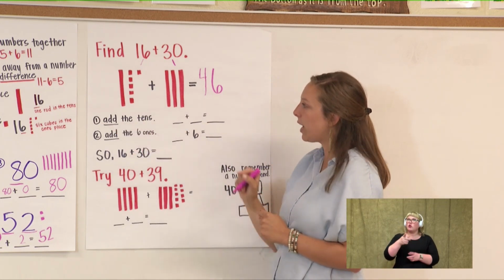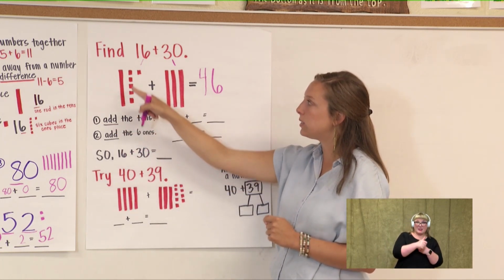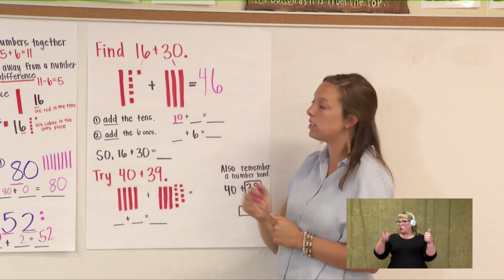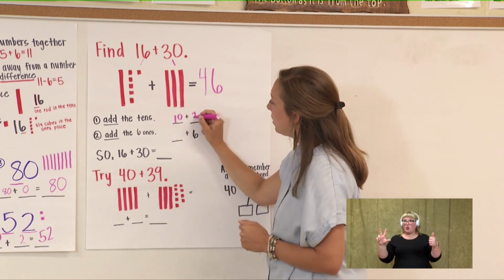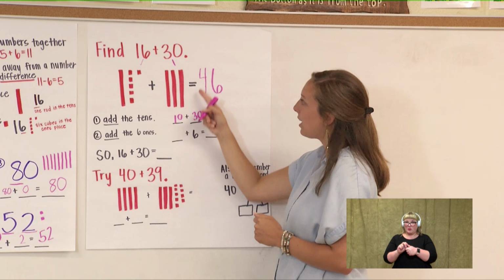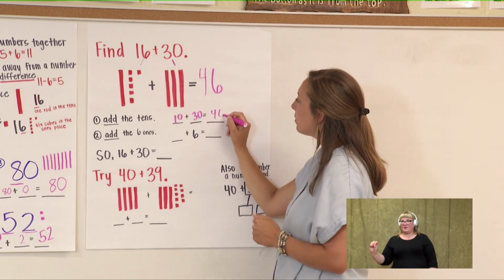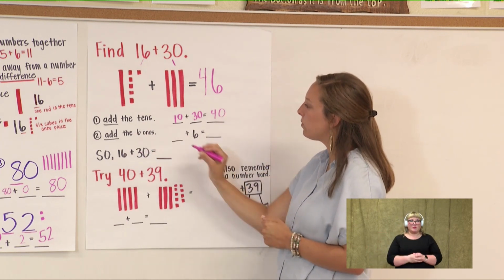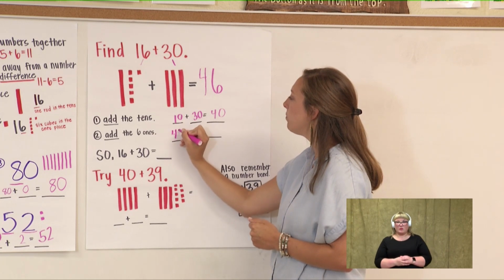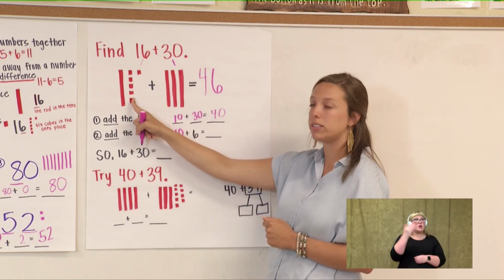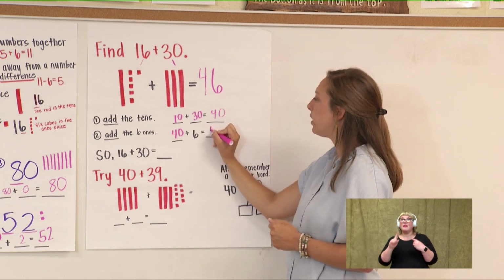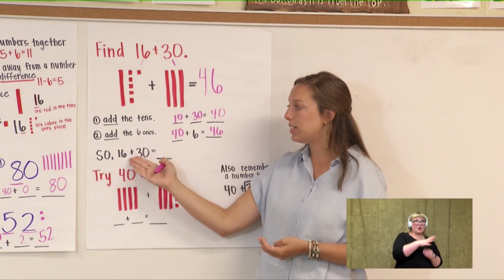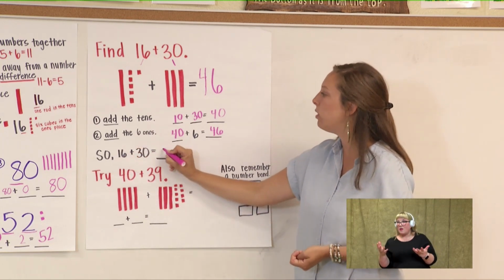Let's make sure we did this correctly. Add the tens, so we have 10 plus these 3 tens, 10, 20, 30, and that gave us 40. Now we're going to add the ones to the 40. We bring down our 40. We knew that there were 6 ones, so our answer is 46. So 16 plus 30 gives us the sum 46.